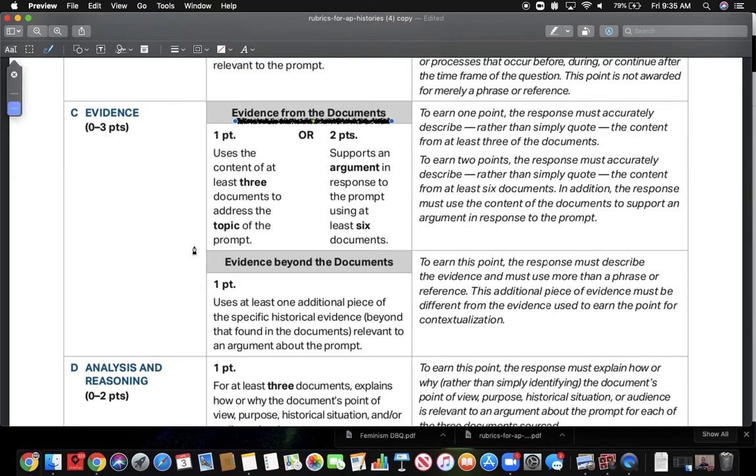Now, of course, anytime that we see a 1 point or 2 points, we just ignore the 1 point because we don't want the 1 point. We want the 2 points. In order to get it, you're going to support an argument in response to the prompt using at least 6 of the documents. Now, traditionally in DBQs, there are 7 documents. We're actually going to practice with 7 documents so that when you get to the AP exam, 5 documents will be a cinch for you. If the College Board on the AP exam gives you 5 documents, then technically their rubric is going to say you have to use at least 4. In our DBQs, I'm going to give you 7 documents. And so the College Board would say you have to do 6.